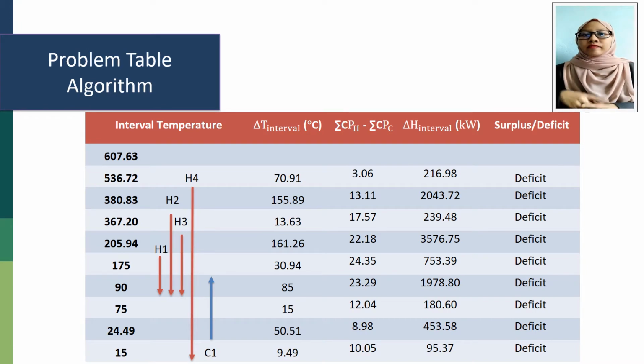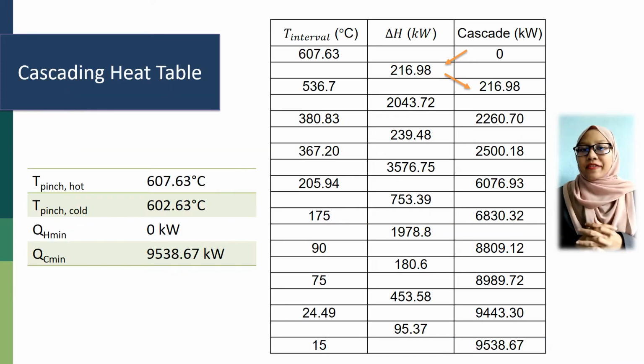After that, the problem table algorithm (PTA) is calculated to determine the heat surplus and deficit within the temperature intervals. The delta T min used in this PTA is 10 degrees C, where the corrected temperature shift will be 5 degrees C. At the end of the PTA, the energy surplus is cascaded down from one temperature interval to the next. Since the cascade heat flows are all positive, no further calculation is required.